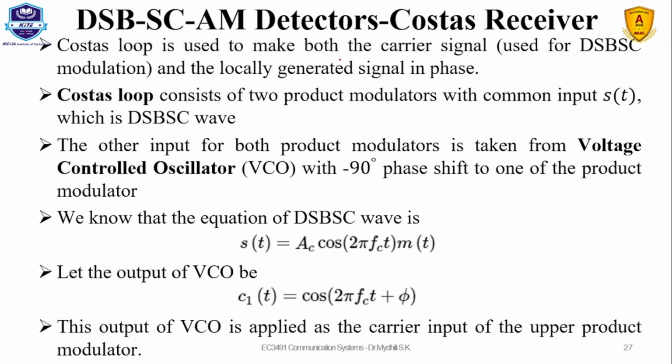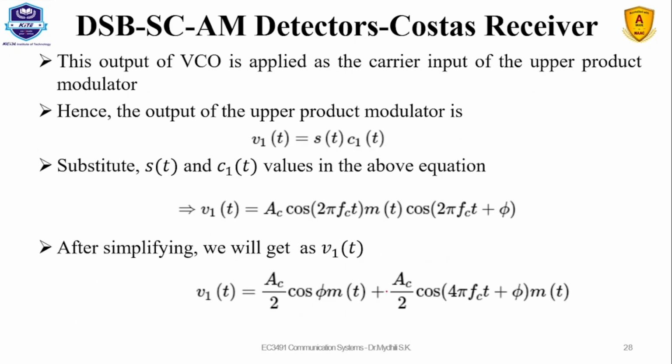So the Costas loop consists of two product modulators with a common input S of t, as explained previously. The two equations are considered with respect to the message signal, where S of t is the actual signal containing the upper sideband and lower sideband. The DSB equation is taken, and the voltage control oscillator output for the upper modulator is considered as cos of 2 pi fct plus phi, whereas for the second case it will be different.